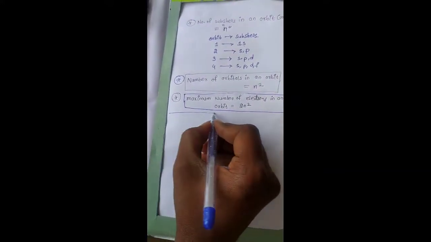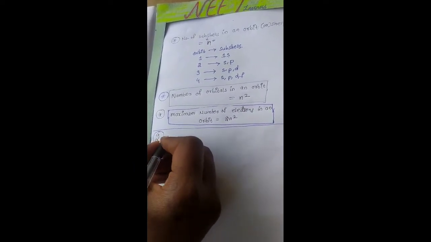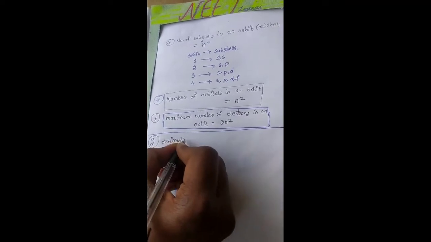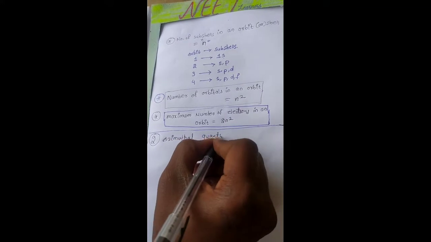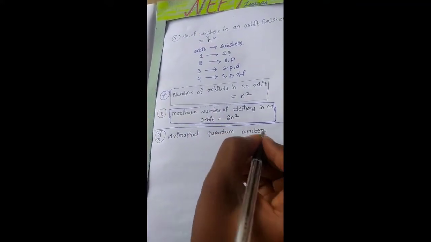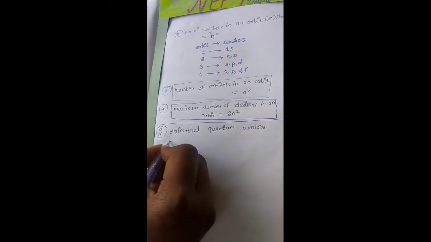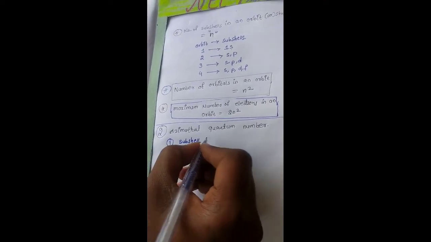Okay, students, next we go to the second one, that is the azimuthal quantum number. By the way, students, what does this quantum number tell us? It tells about the subshell in an orbit. It explains about the subshell in an orbit.